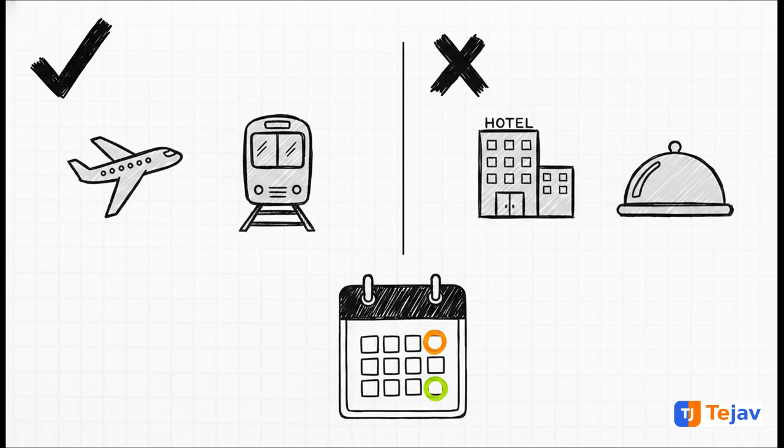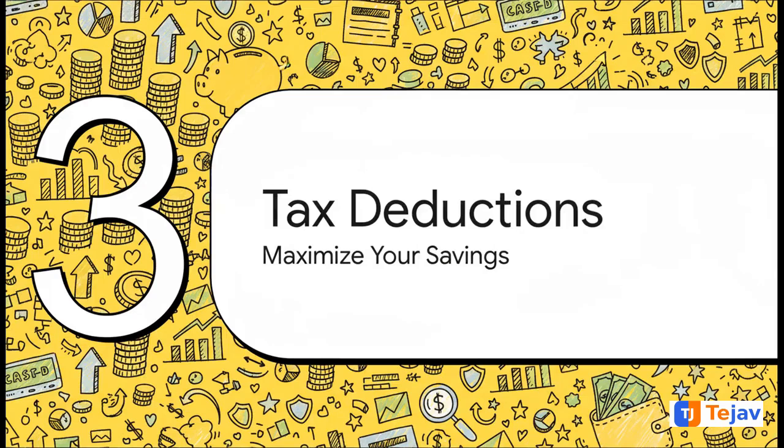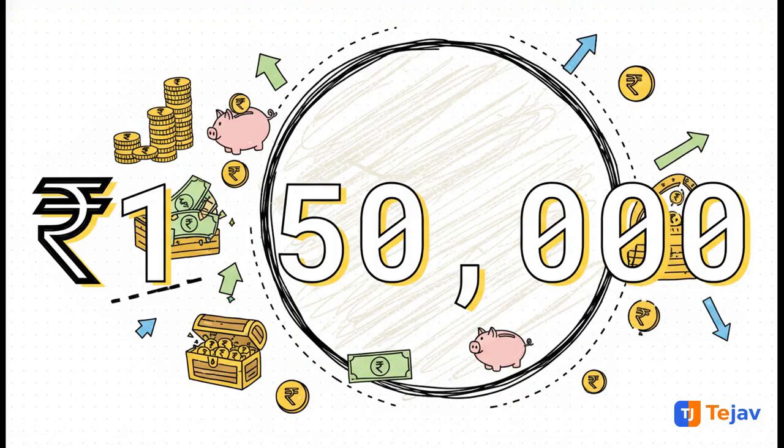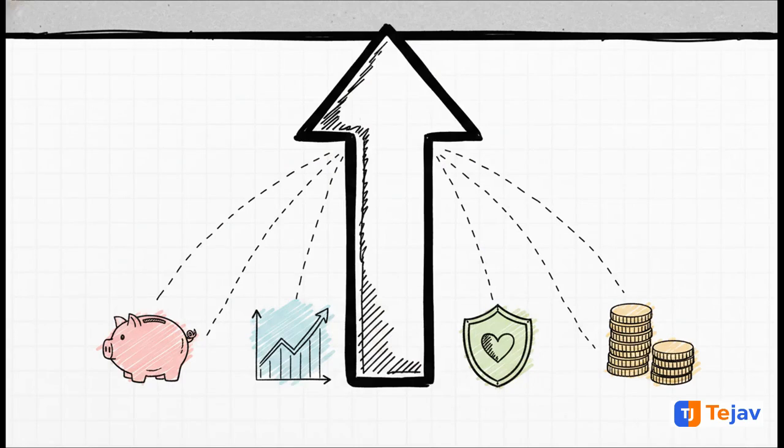You can only claim this twice in a block of 4 years, and this is crucial. It is only applicable under the old tax regime. Which brings us to Section 3, maximizing your tax deductions. 1,50,000 rupees. That is the absolute limit for Section 80C, and guys, it represents a massive potential savings pool. I mean, if you aren't hitting this limit, you are quite literally handing your own money directly back to the taxman.